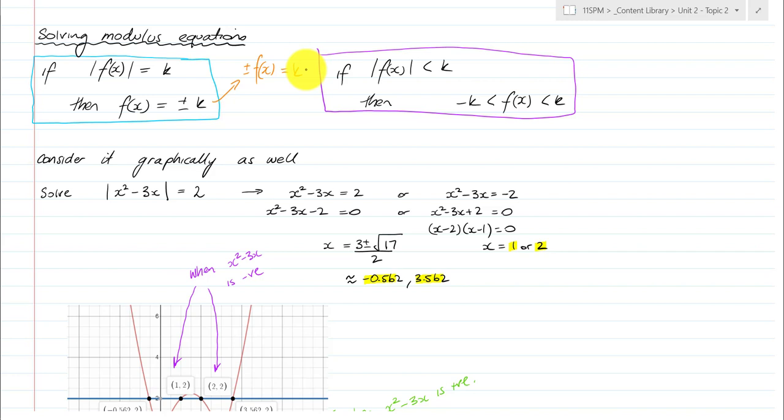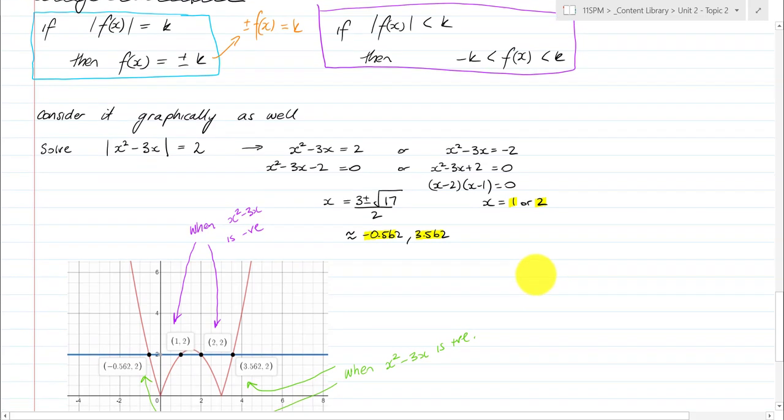If you're not quite sure on that notation, then I'll show you examples. You'll see it through the examples. So let's consider, first of all, a solution graphically.